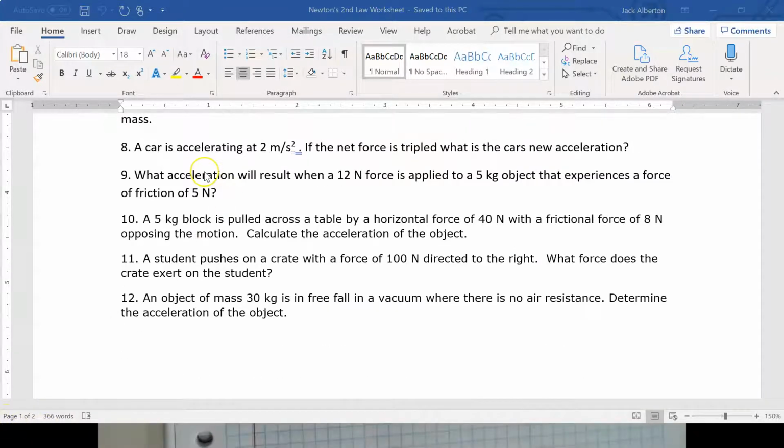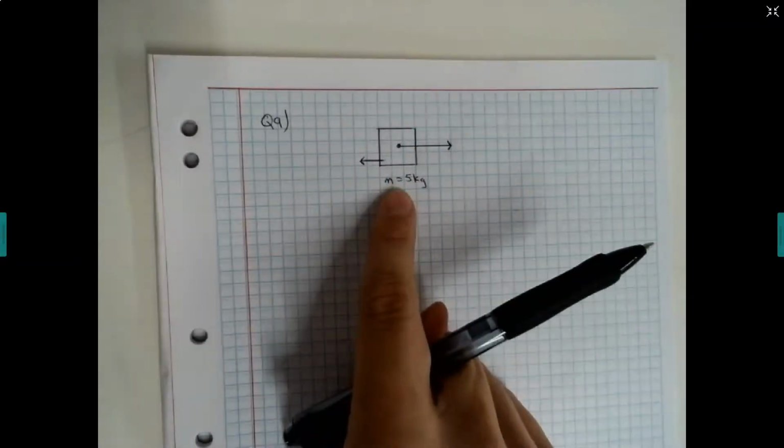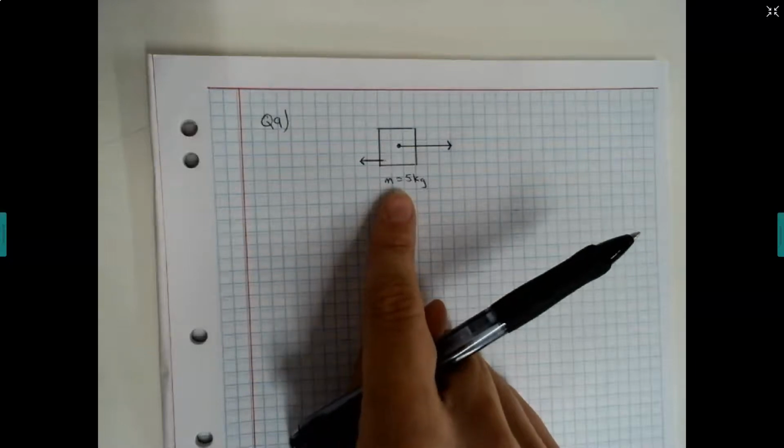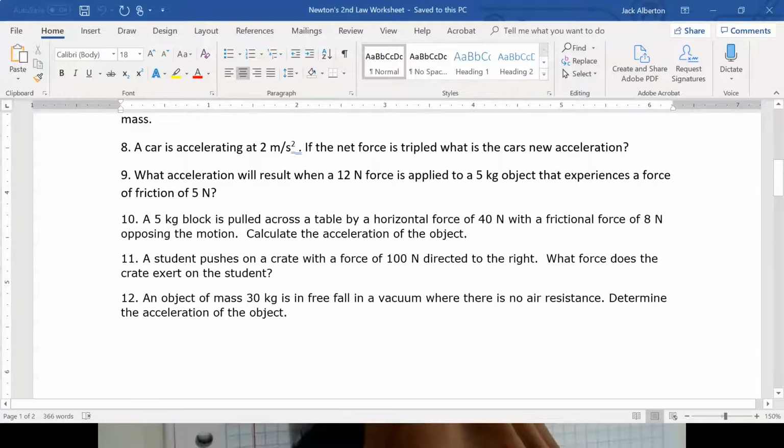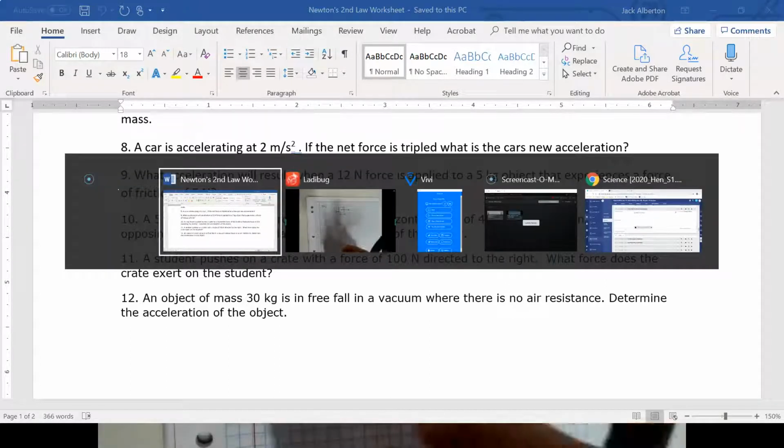So I'm just going to go through question 9 with a diagram. So what acceleration will result when a 12 newton force is applied to a 5 kilogram object that experiences a force of friction of 5 newtons? So if I was given that type of question in a test, I would be drawing a diagram. So here's my object. Its mass is 5 kilograms. Now it's got a force going forwards of 12 newtons.